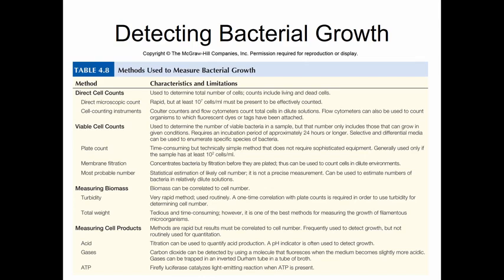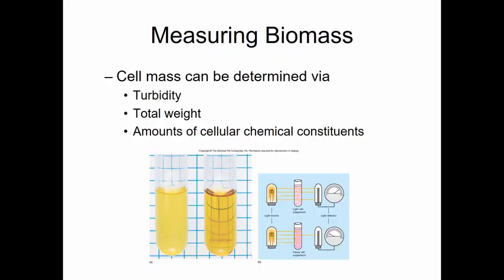We can do direct counts. We can put it under a microscope and count how many cells are there. There are lots of different ways of actually detecting bacterial growth, and you do this on a regular basis. Again, something that does not have a lot of cells in it should be more clear. Something that's cloudy has a large amount of cells.